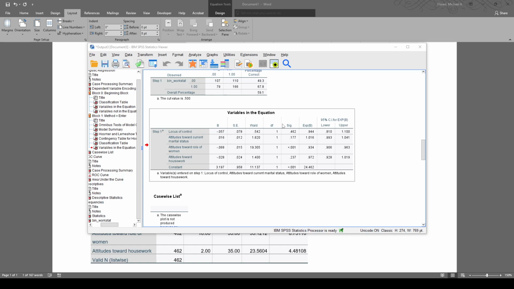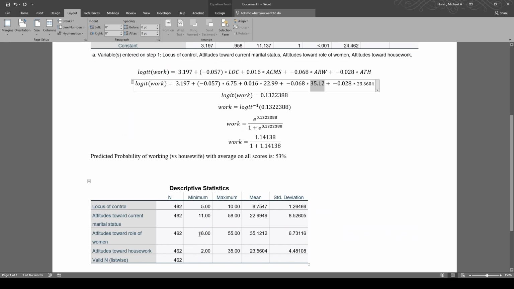I think the biggest mistake I made in this, to be perfectly frank, well, I know I made a ton of mistakes, but the biggest interpretational mistake I made was interpreting the attitudes of roles of women exponentiated, this odds ratio, before looking at the potential movement in the odds ratio. We talk about in one of our SPSS videos how to change the scale of the variable, and this one might be an interesting variable to change in a scale of 10.